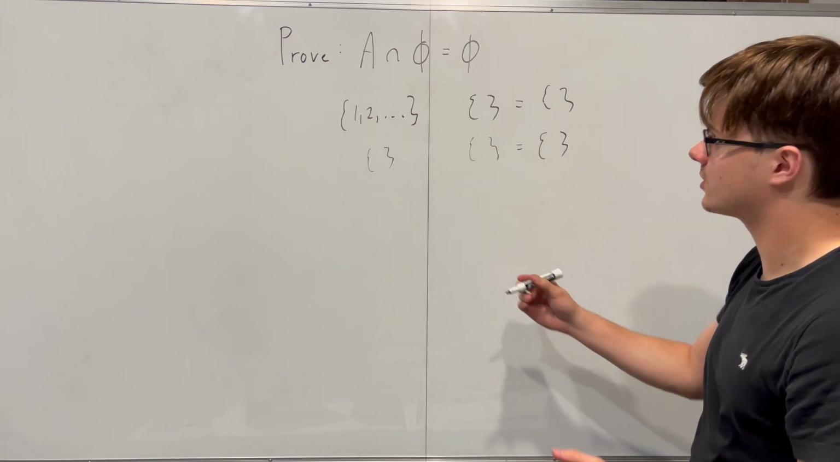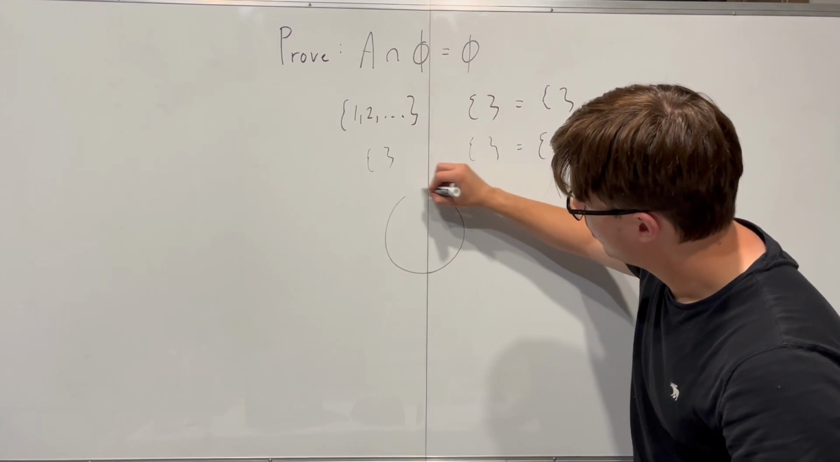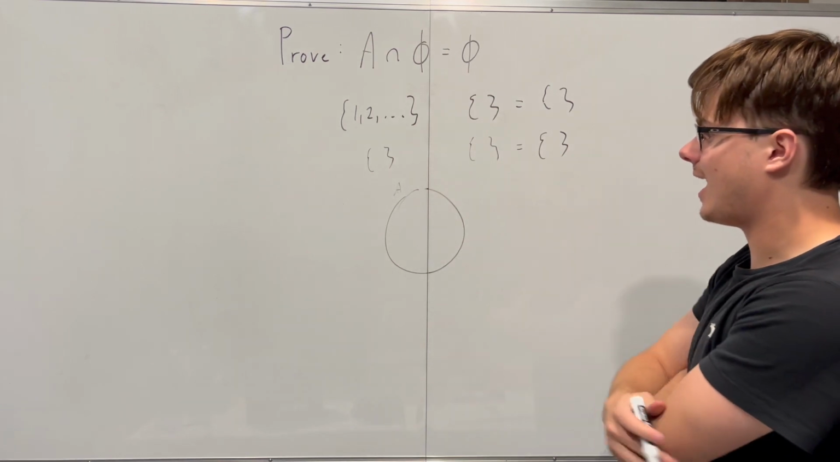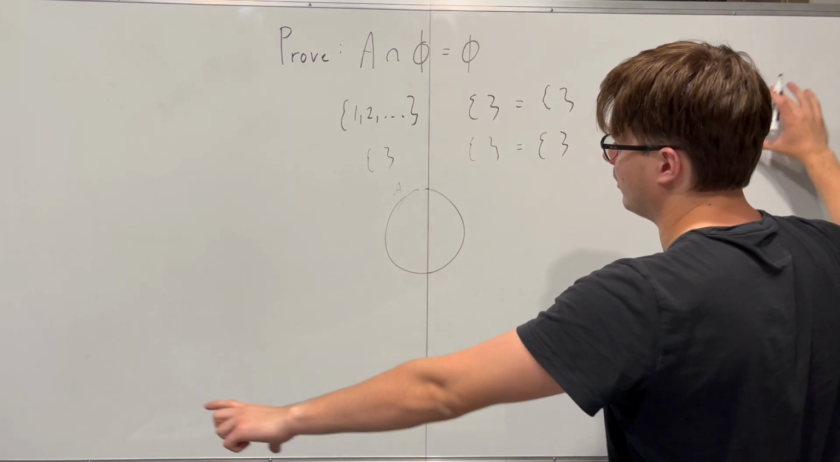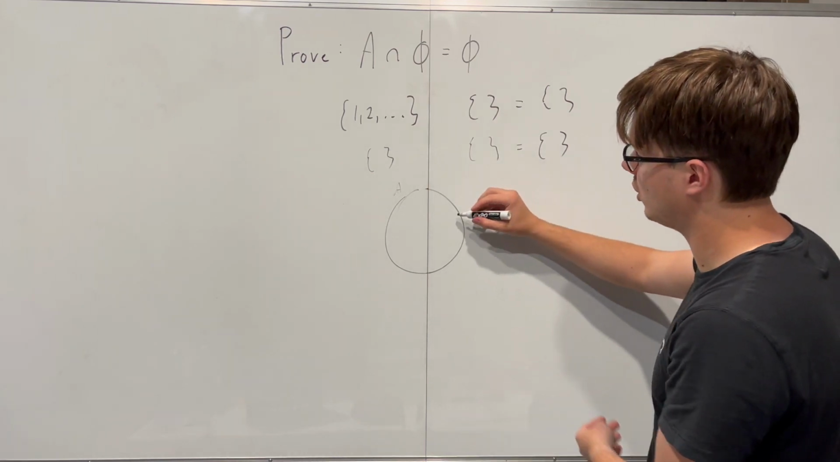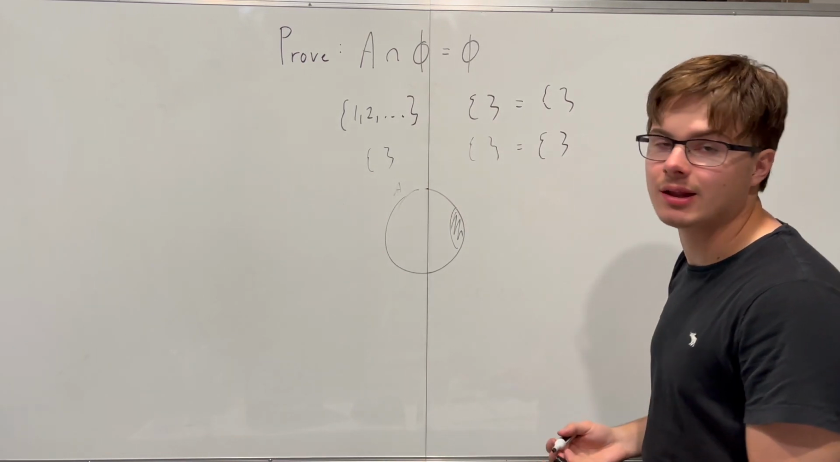More visually, this is sort of like saying, well, what does this set A have in common with nothing? And the answer is nothing. Everything that's not in A is going to be outside of A, so there's nothing in common with it. There's no intersection that we can just highlight here.